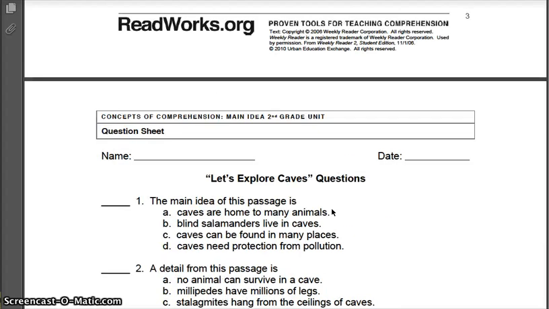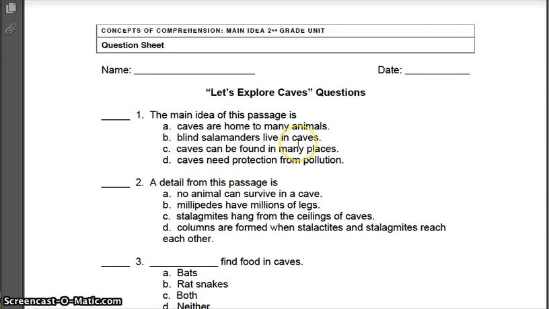So now what we're going to do is I'm actually going to read these questions to you, boys and girls, and then you are going to go back and answer the questions by yourself. Now it's really important that you do not rush through this. For every question, I want you to read all of the choices and think about which would be the best answer, okay? Remember, you can always go back in the text and search for the answer, okay?